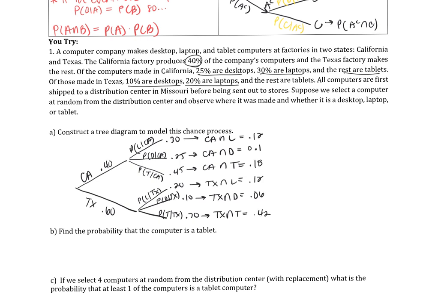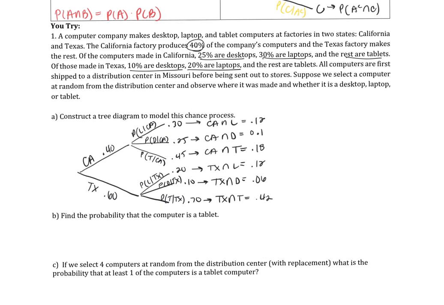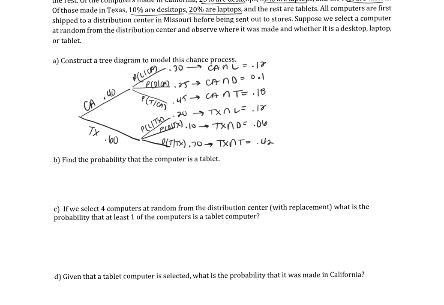All right, now that we have our tree diagram filled out, now we can answer some questions about probability. So the first question is, find the probability that the computer is a tablet. So probability of a tablet.